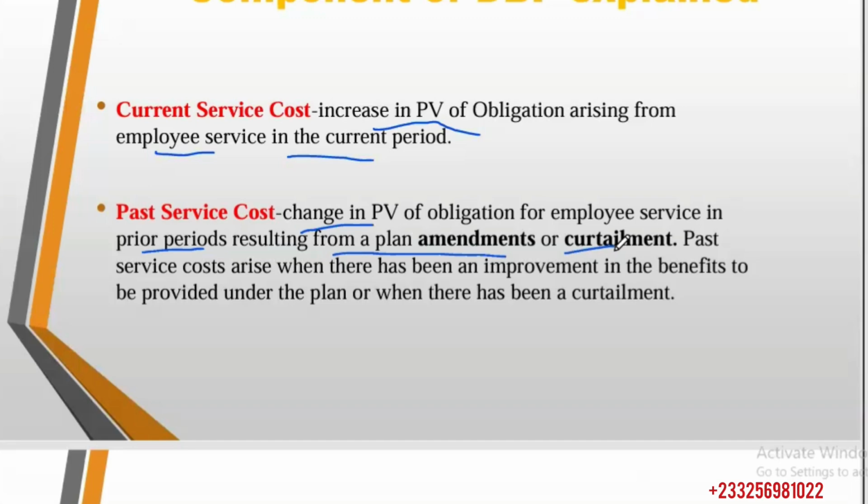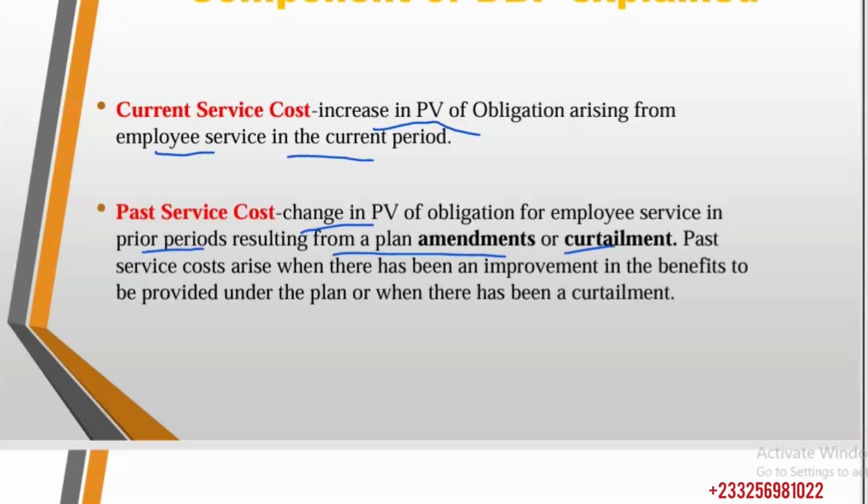That the entity is expected to settle in the future as a result of prior periods, or from the earlier years. And it says past service cost comes from two main things: plan amendment or curtailment. So these are the two main elements of the past service cost: plan amendment and plan curtailment.